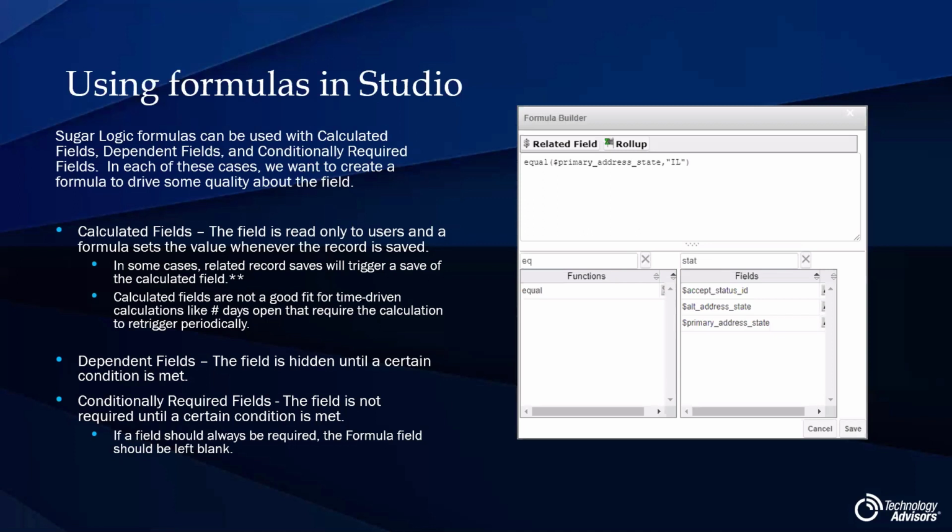We could also use formulas for dependent fields. So the field would be hidden until a certain condition is met. And then there's also now conditionally required fields. So the field is not required until a certain condition is met. And if we're using that along with dependent fields, you'd want to make sure your required formula is more restrictive or equally restrictive as the dependent field, because you wouldn't want a field that's required but hidden. Sugar, I think, handles that well, but it's still not something you'd want to try out.